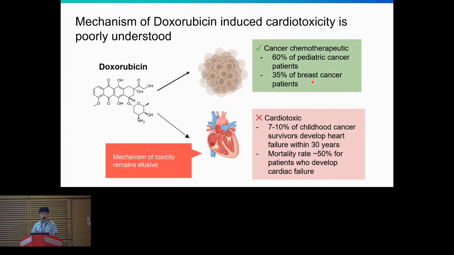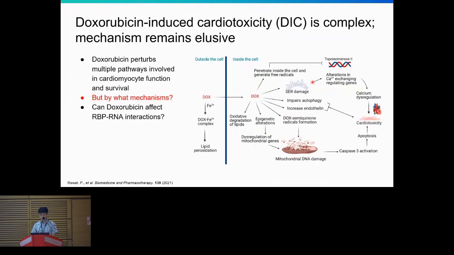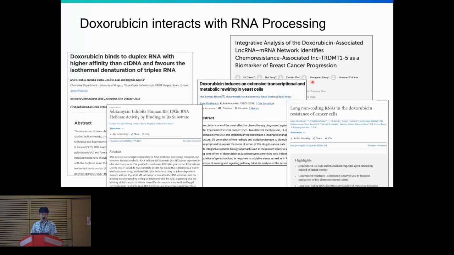But the mechanism for how this happens is still not completely known. So it's known, though, that doxorubicin perturbs many of the cardiomyocyte pathways, but we're not sure what mechanisms. And so our hypothesis here is that RNA localization is in fact affected and hasn't really been measured before.